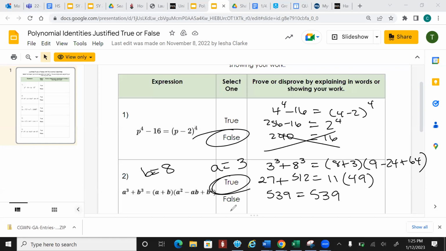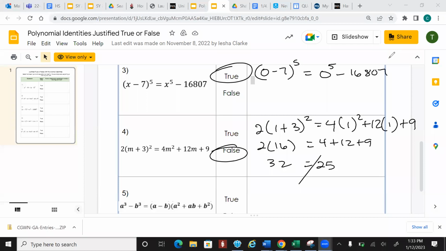What numbers did you use, Macy? 2 and 3? Might have plugged in wrong. Might want to check that one. Okay, so on the next one, I got true. Did you get anything else? Why you say that? On the next one, I got false because it doesn't work with 1. And then on the last one, what numbers did you use?